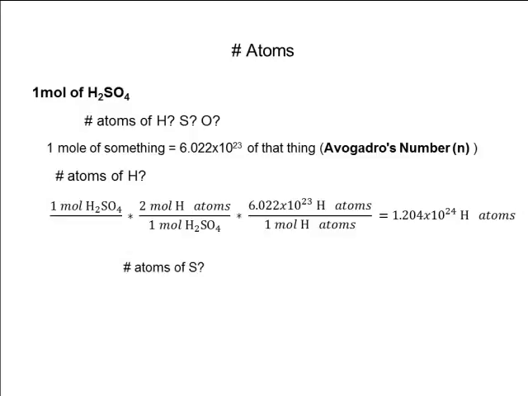For the number of atoms of sulfur, using that same conversion setup, we'd end up with 6.022 times 10 to the 23rd sulfur atoms. For the number of atoms of oxygen, we'd end up with 2.409 times 10 to the 24th oxygen atoms. Once again, look at that unit conversion being done and pay attention to the units to make sure the units are going to cancel out.